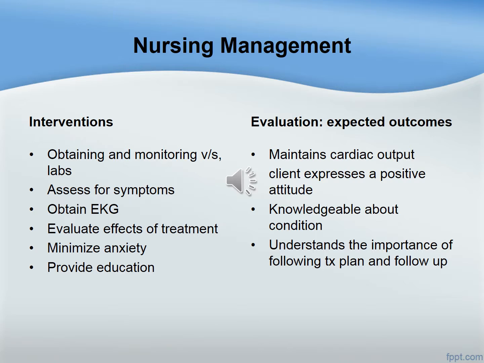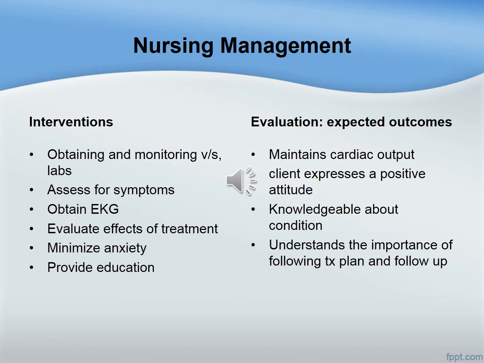What are the expected outcomes? So what do we want the patient to do? We want the patient to be able to maintain adequate cardiac output by maintaining vital signs within normal limits, having a decreased episode of the arrhythmia. We want the client to be able to express a positive attitude, have confidence in their ability to take appropriate action in case they have an episode. We also want them to be knowledgeable about the dysrhythmia and their treatment plan. We want them to be able to verbalize understanding of the importance of taking medications every day.